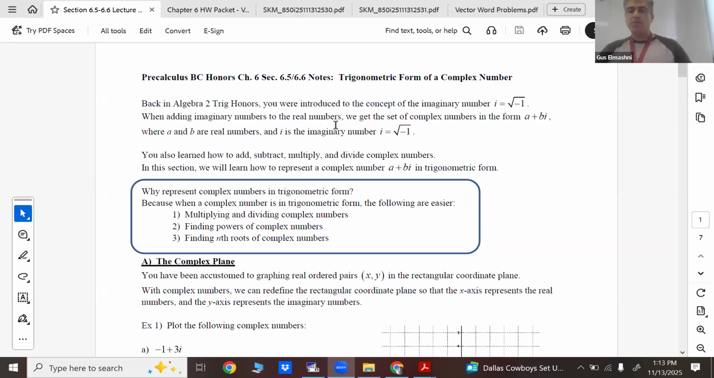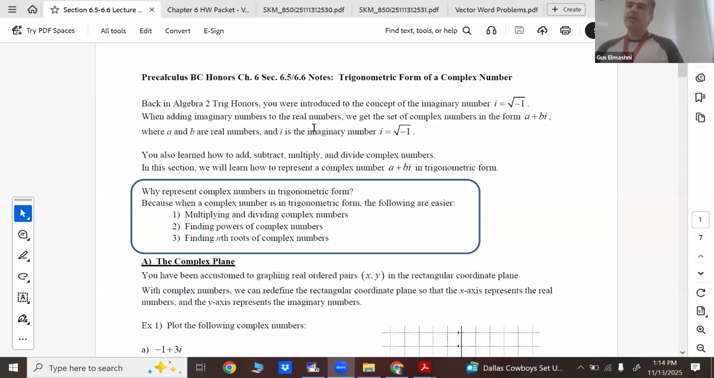But first off, back in Algebra 2 trig honors, you were introduced to this whole concept of an imaginary number, the square root of a negative, more specifically the square root of -1. And then you were also told that complex numbers are a real plus an imaginary number, so a plus bi, that's the standard form of complex numbers. A is the real component, b is the imaginary component.